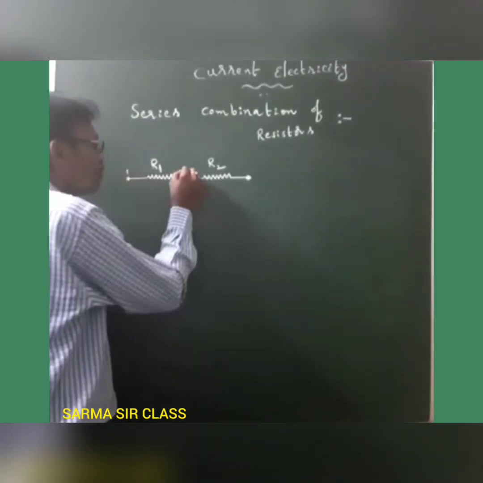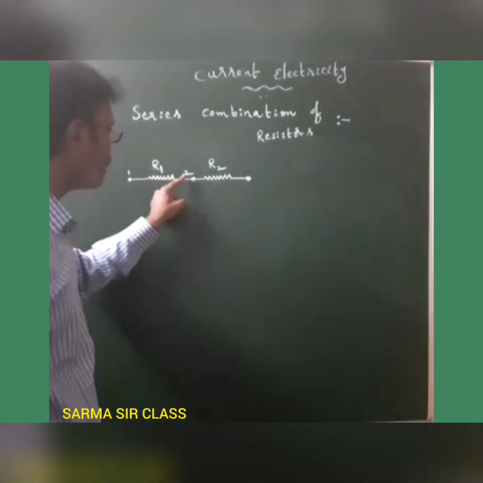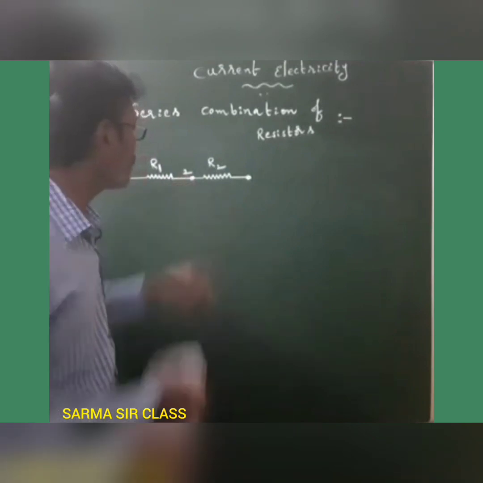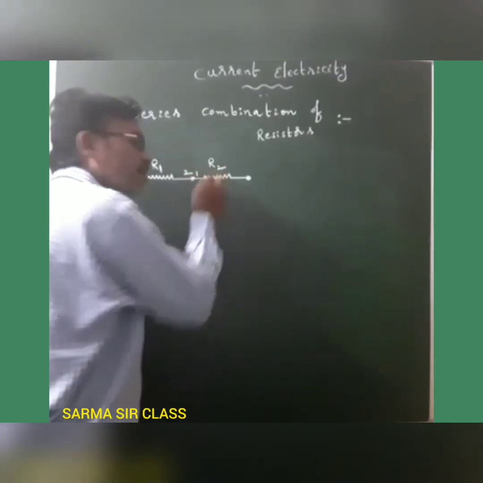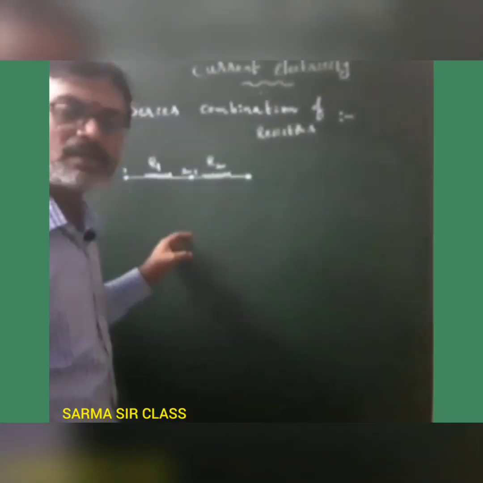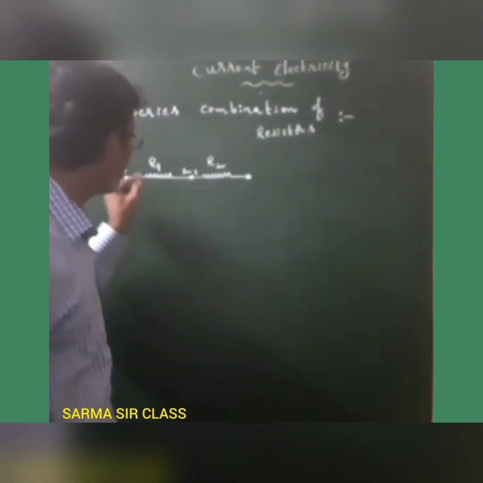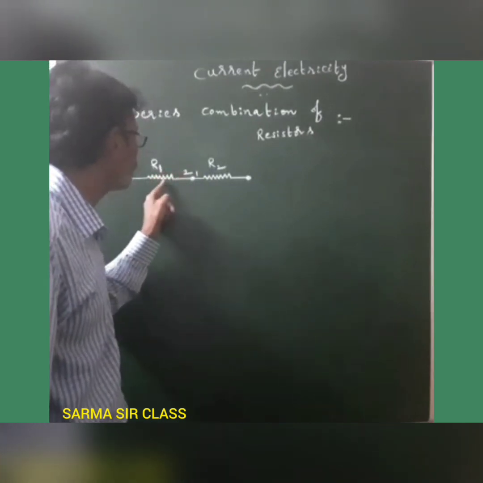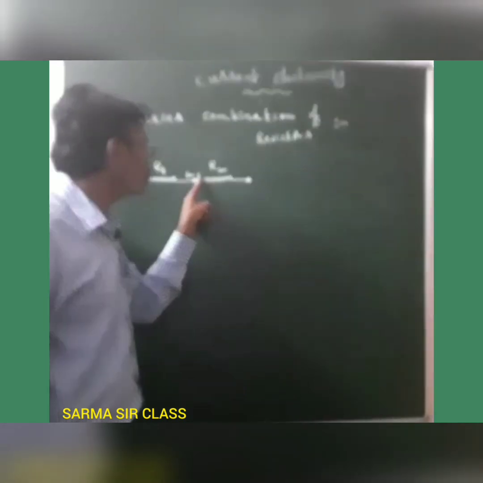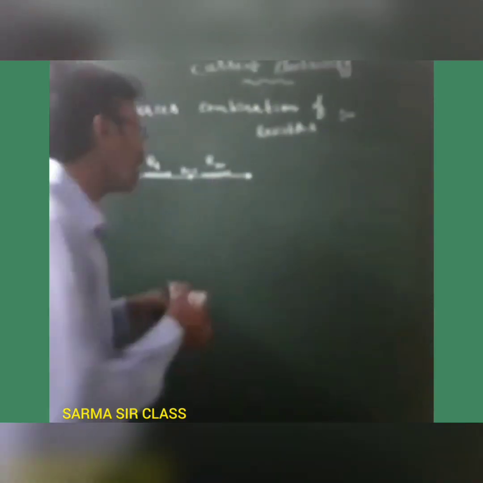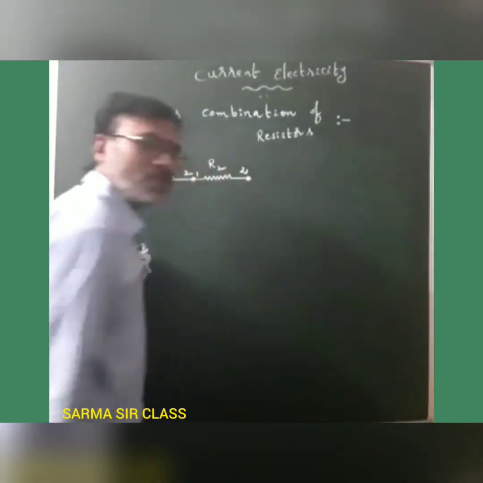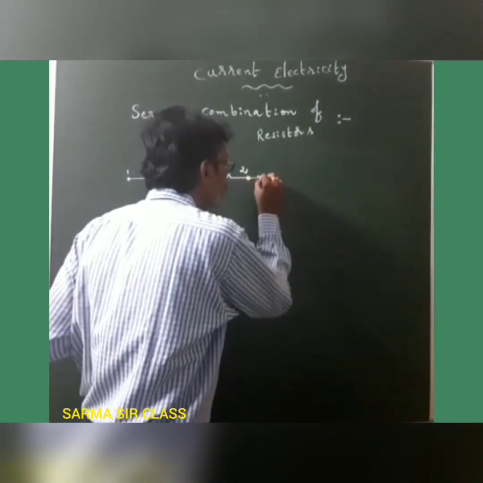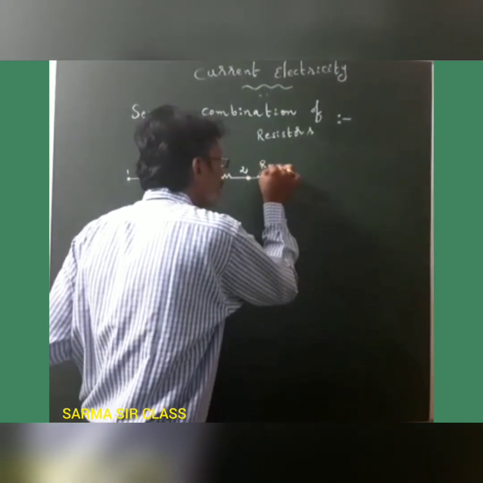This is the first end and this is the second end. Listen carefully, all of you. The second end of the first resistor is connected to the first end of the second resistor, and the second end of the second resistor is connected to the first end of the third resistor, that is R3.